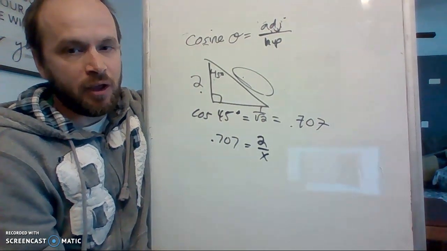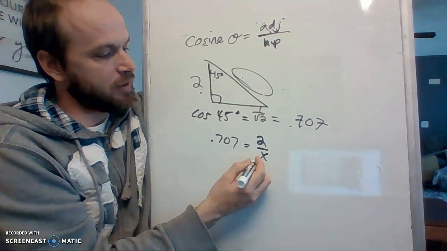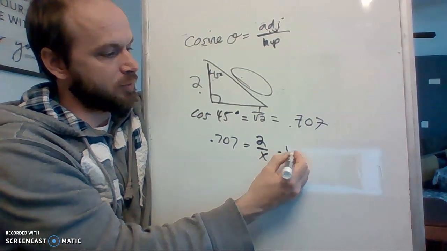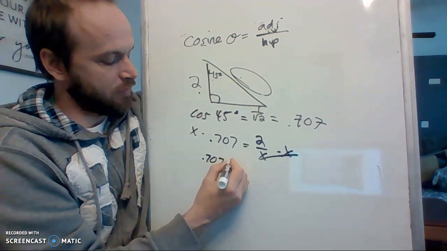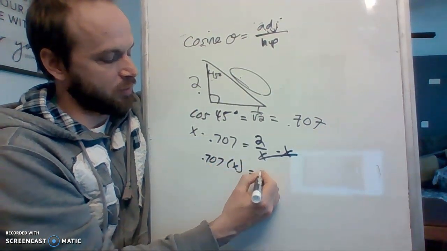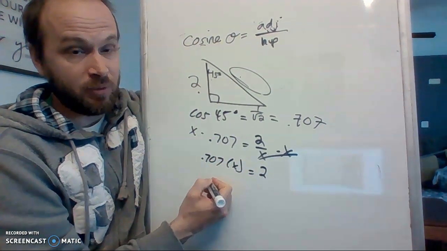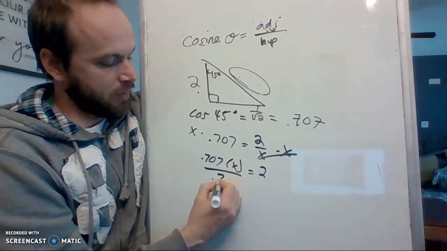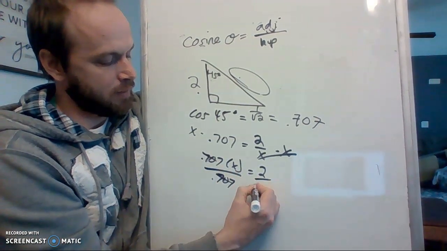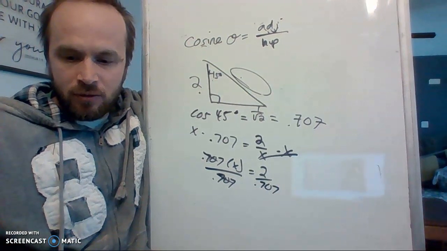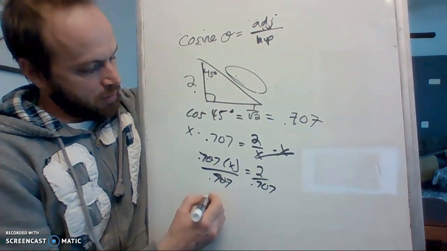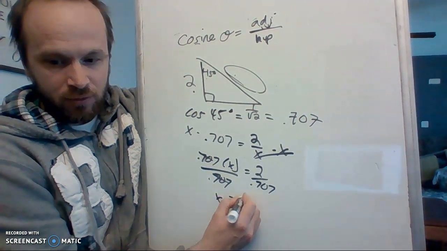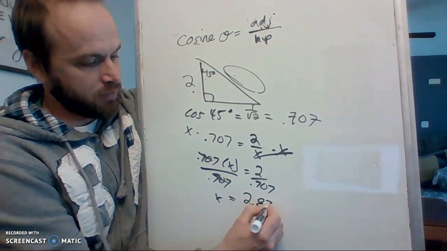Now to solve for x, we've got to get x out of the denominator, so I multiply both sides by x, and I get 0.707 times x equals 2. Now to get x by itself, I can just divide both sides by 0.707, and I get 2 divided by 0.707, so x equals approximately 2.83.